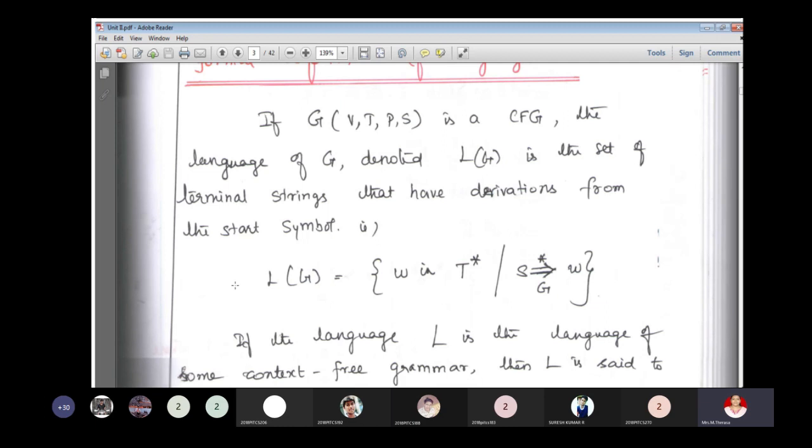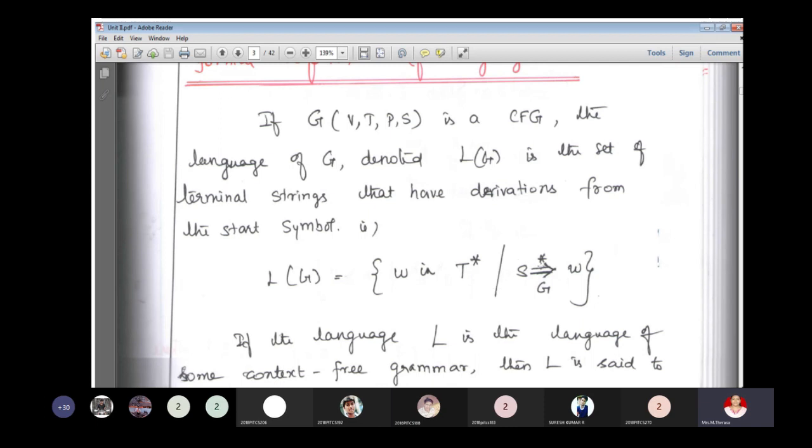Okay. So how can we write this formally? L(G), that is the language derived from the grammar G, is equal to the set of w. When we use w, w represents a string. Okay, the set of strings in T star. So what is the meaning of T star? It is any number of terminals, and T star may include epsilon also, such that it should start from S.